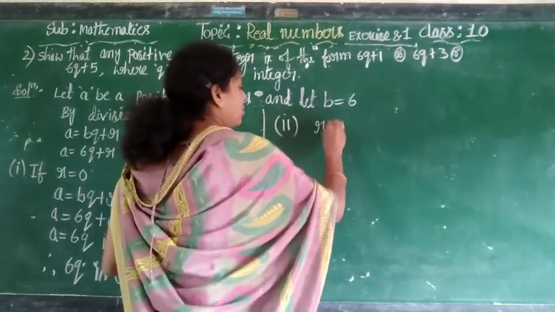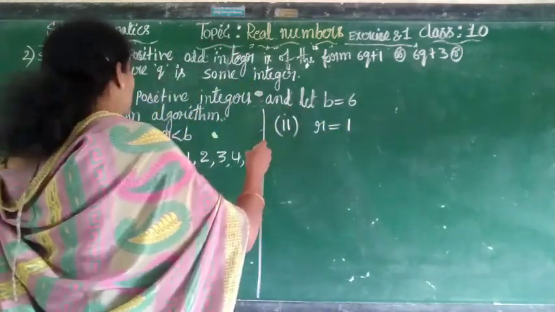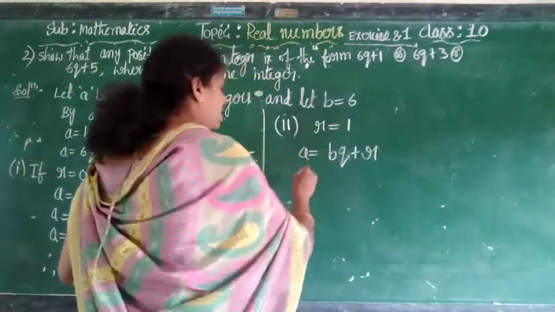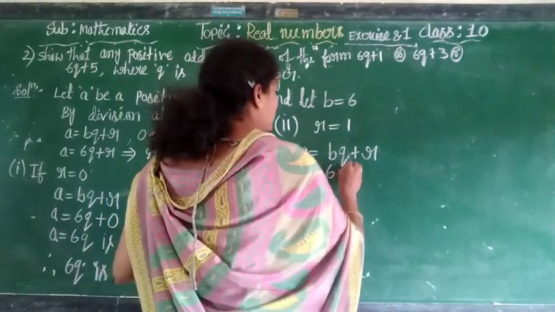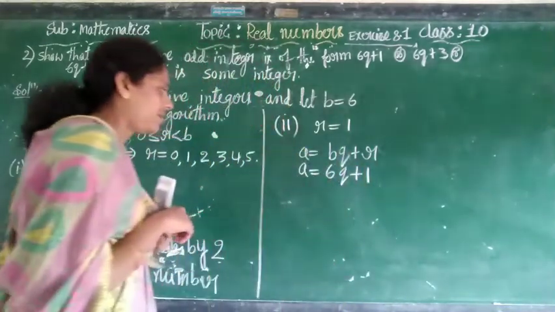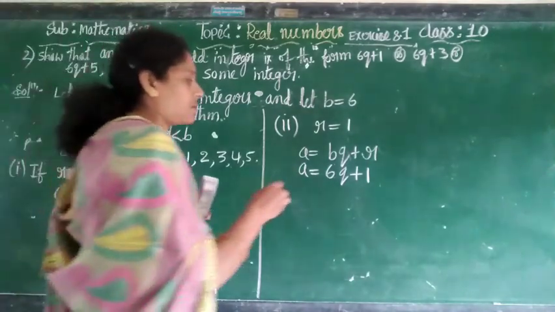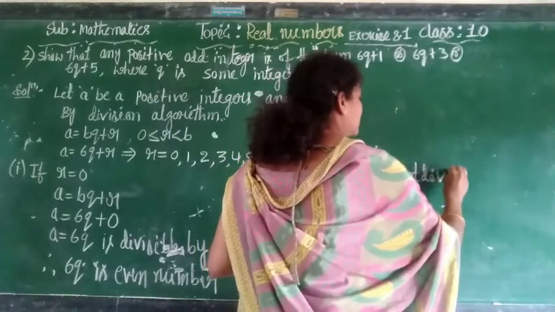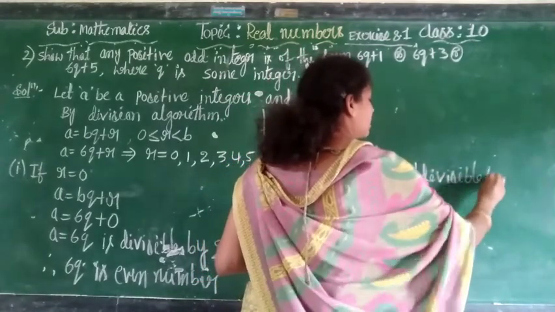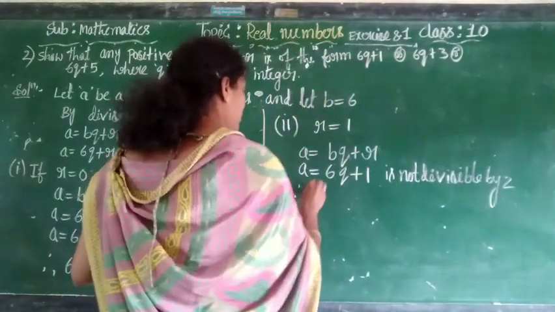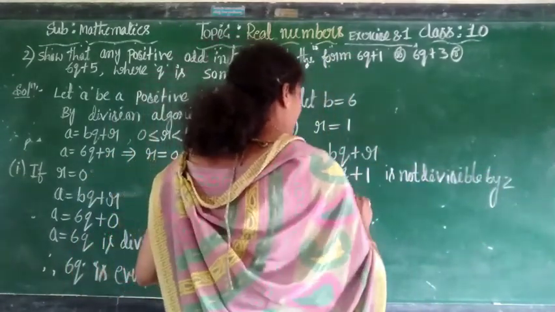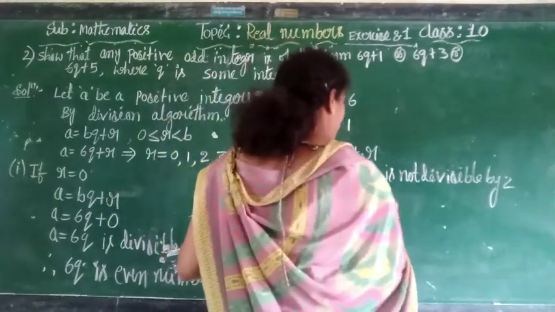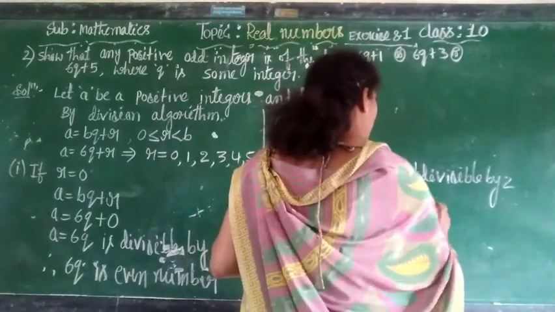Second condition, r is equal to 1. So a is equal to bq plus r, a is equal to 6q plus 1. This is not divisible by 2. Therefore 6q plus 1 is an odd number.